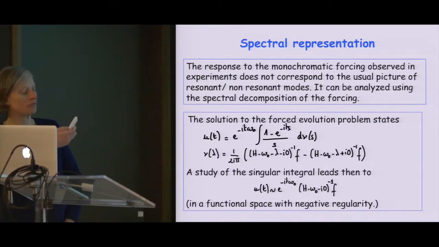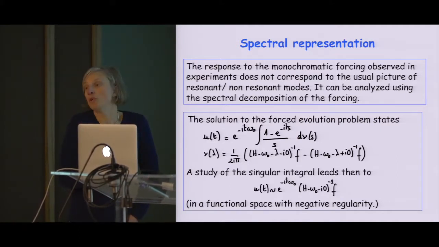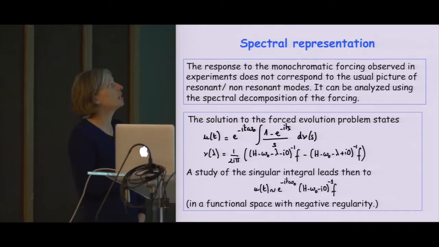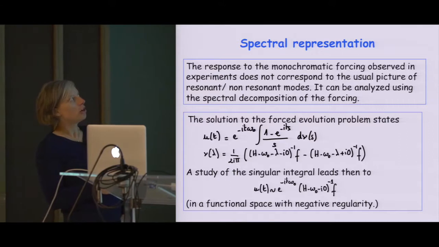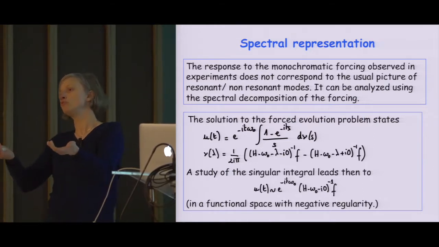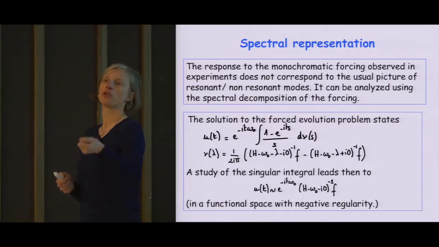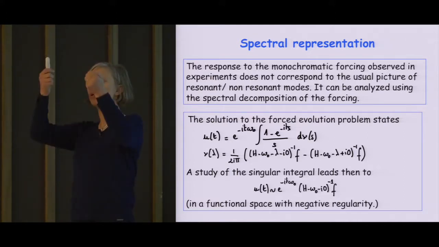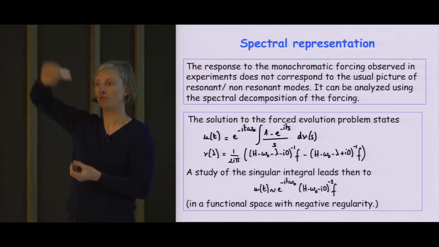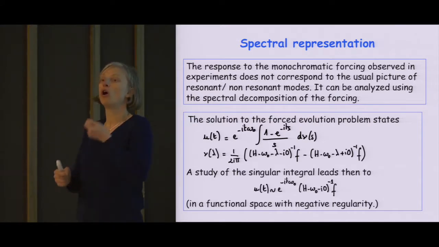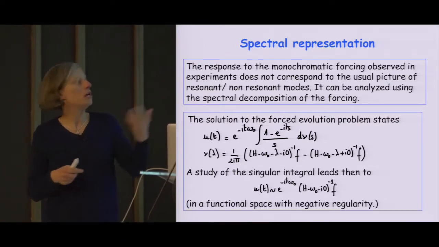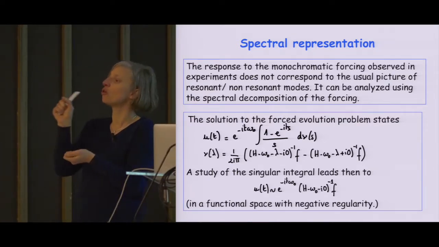So the way it works is like this. You have a monochromatic forcing. And we know that the response of the system to this monochromatic forcing doesn't correspond to the usual picture of a resonant or non-resonant mode. If you have a discrete spectrum, you know that if you have a forcing, then you have two alternatives. Either you force on an eigenvalue, and then you have a resonance and you expect a secular growth of one mode, the resonant mode, or you force outside the spectrum, and then essentially nothing happens.